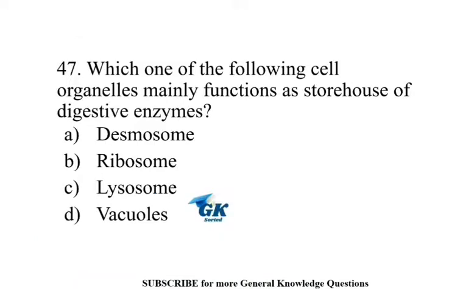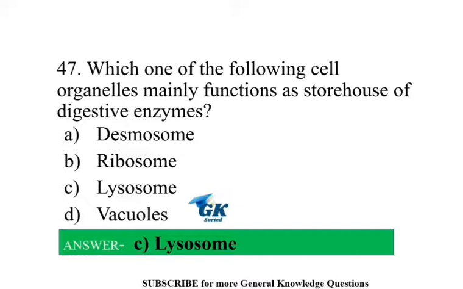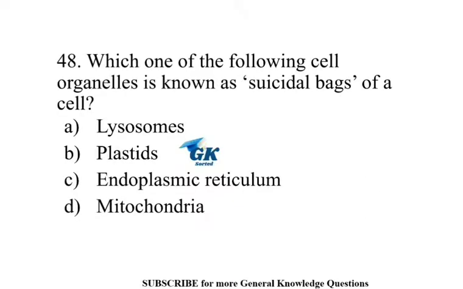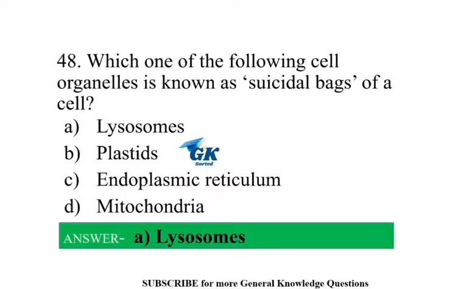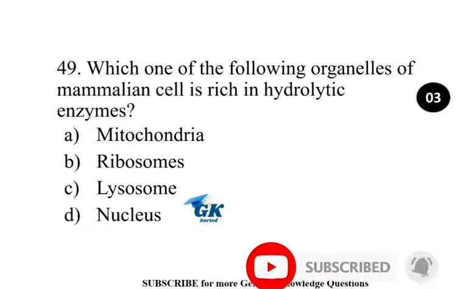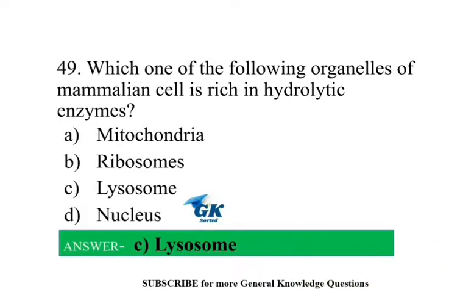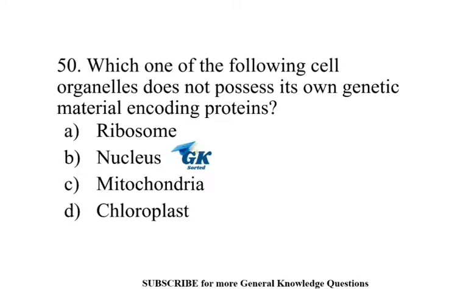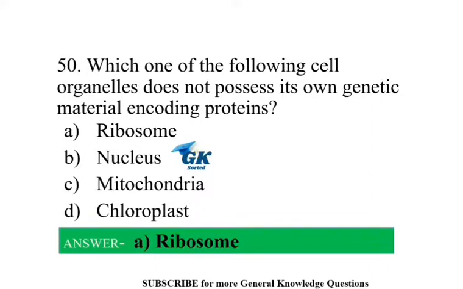Which one of the following cell organelles mainly functions as storehouse of digestive enzymes? Lysosome. Which one of the following cell organelles is known as suicidal bags of a cell? Lysosomes. Which one of the following organelles of mammalian cell is rich in hydrolytic enzymes? Lysosome. Which one of the following cell organelles does not possess its own genetic material encoding proteins? Ribosome.